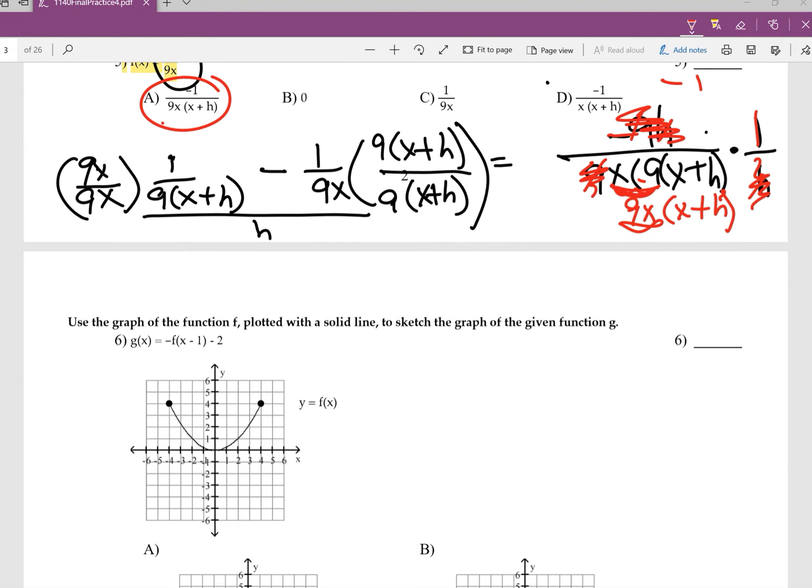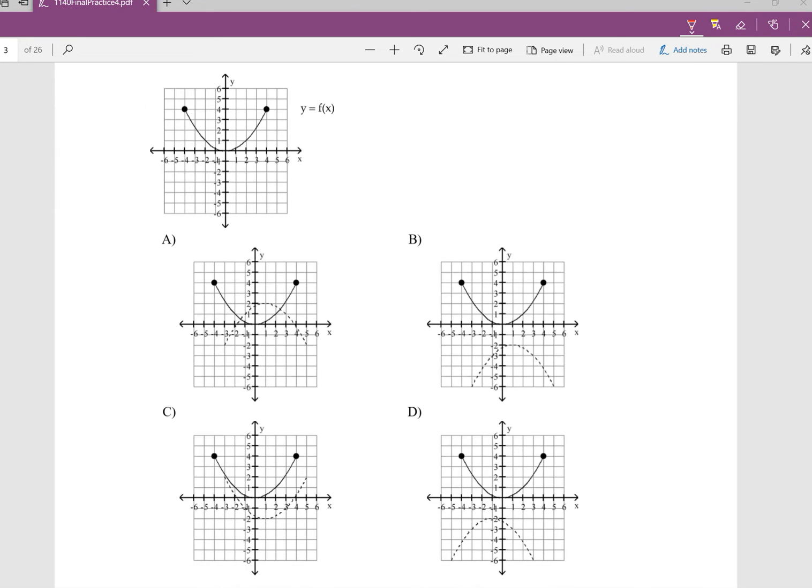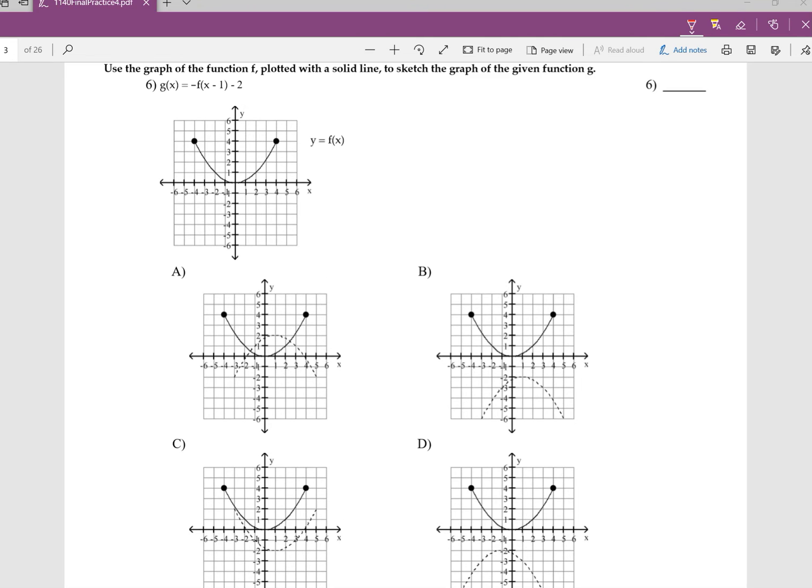Alright. Number 6. On question number 6, it says use the graph of the function f plotted with a solid line to sketch the graph of the given function. And they're giving you the negative of f of x minus 1 minus 2. The original function, if you notice, basically is f of x. So what you have is you have a flip, you have a horizontal shift, you also have a vertical shift.